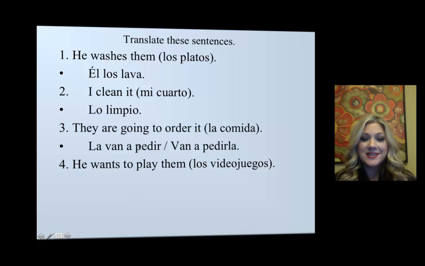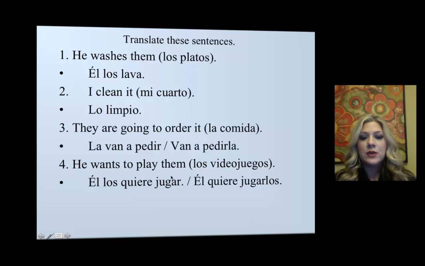It's your choice. And número 4, he wants to play them. Them are los videojuegos, video games. So, él los quiere jugar or él quiere jugarlos. Dos opciones porque tenemos dos verbos.